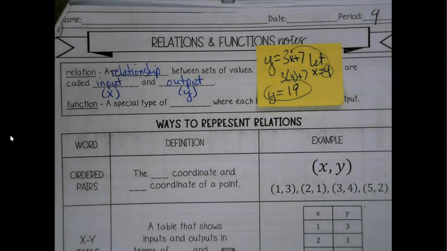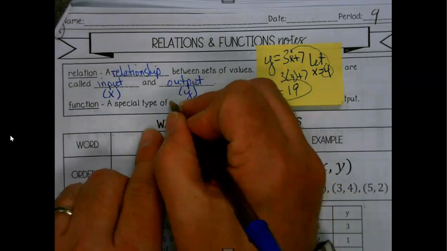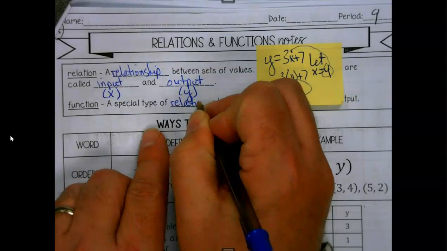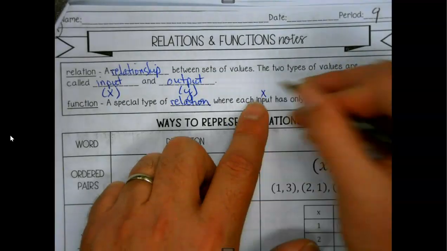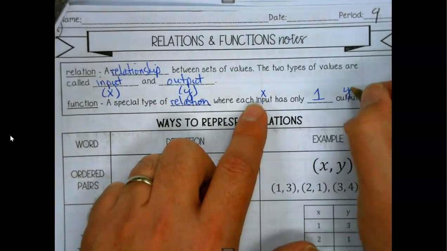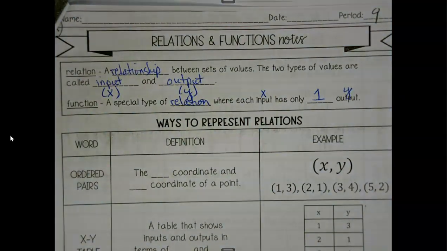And so the difference with a relation that is a function is that that's a special type of relation, where each input, each x, only has one output, y. Now, that seems to be logical. If I plug an x value into an equation, I don't expect to get 3 y values out. That'd be kind of weird. But I do expect when I put 1 in, I'm going to get 1 out. So, there are 4 ways that we can try to figure out if a relation is a function or not.